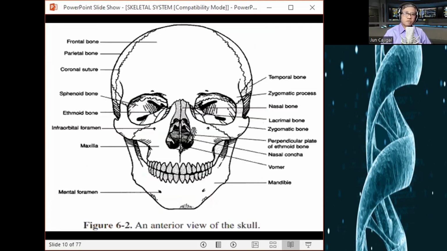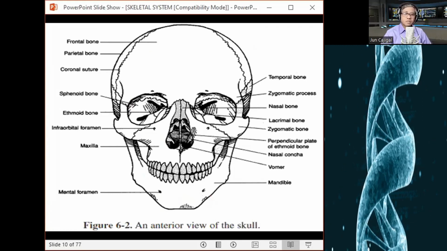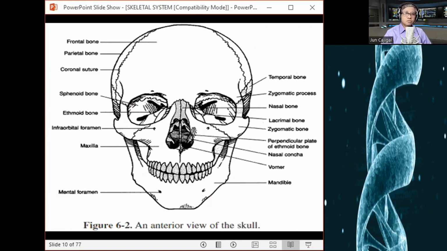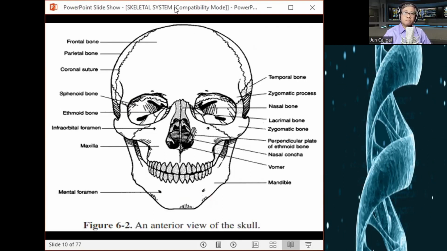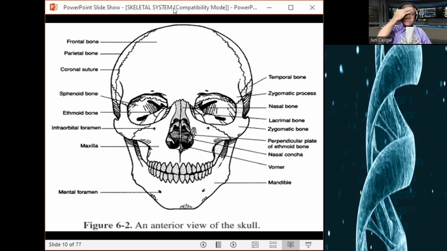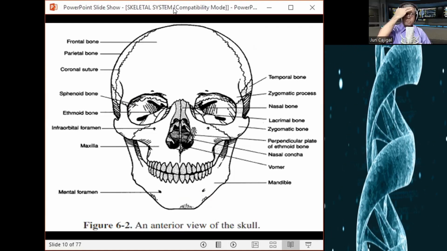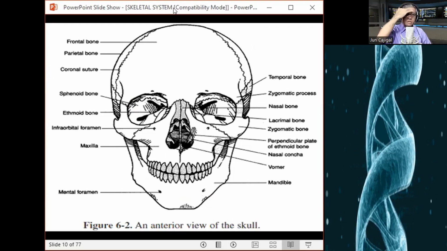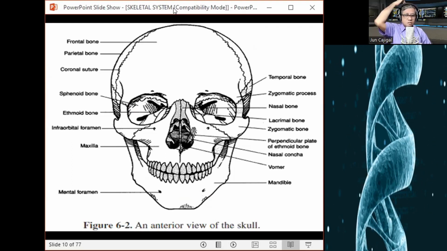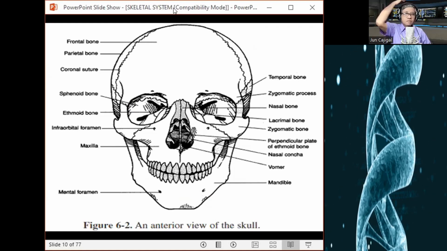Alright, so let us now first identify the bones that make up the skull. The skull is composed of the following bones. First, we have the frontal bone. This is the frontal bone, or we call this in Tagalog as noo. So that's the frontal bone right here. Then we have the parietal bone here. Itong nasa taas, that's the parietal bone.